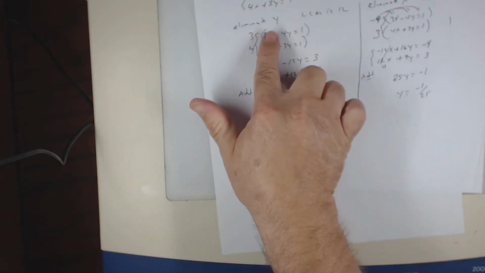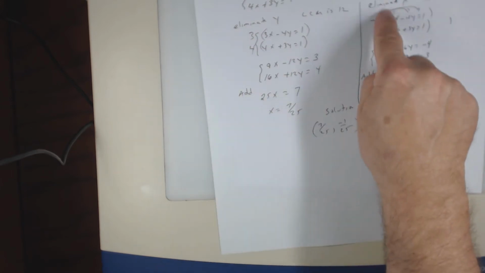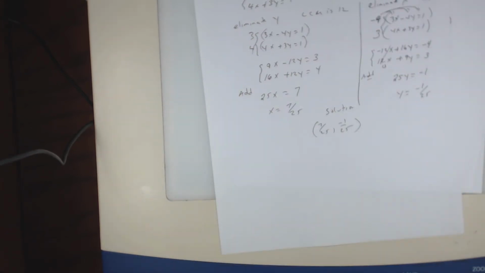Okay. So whenever you eliminate a variable first, whatever it is, and you get a fraction, just go ahead and do the elimination again with the other variable. Okay? All right. Now, let's look at this one.